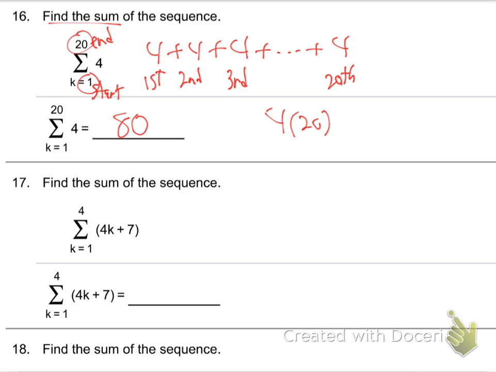Try 17. So 17, there's only 4 terms, right? You start at 1, end at 4. Plug in 1, plug in 2, plug in 3, plug in 4. And add those up.